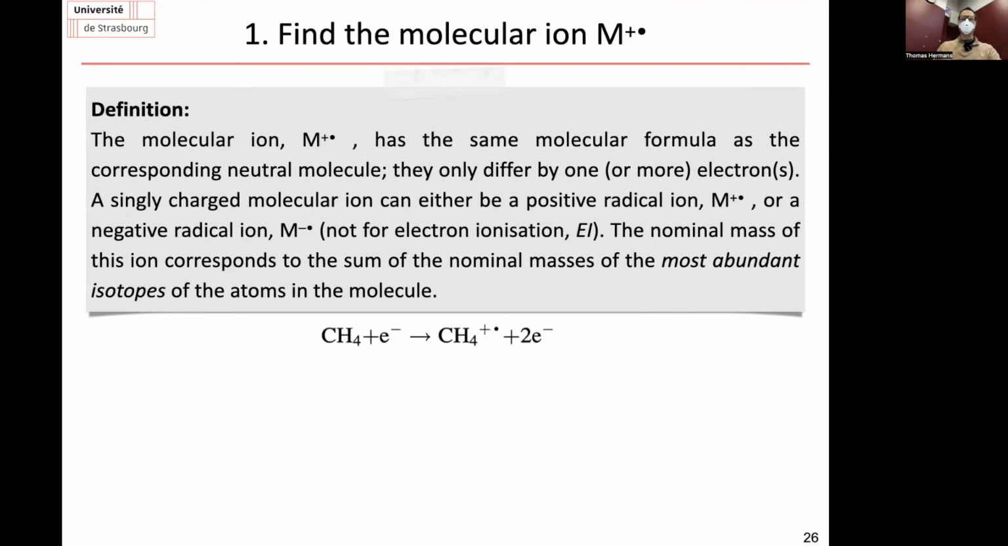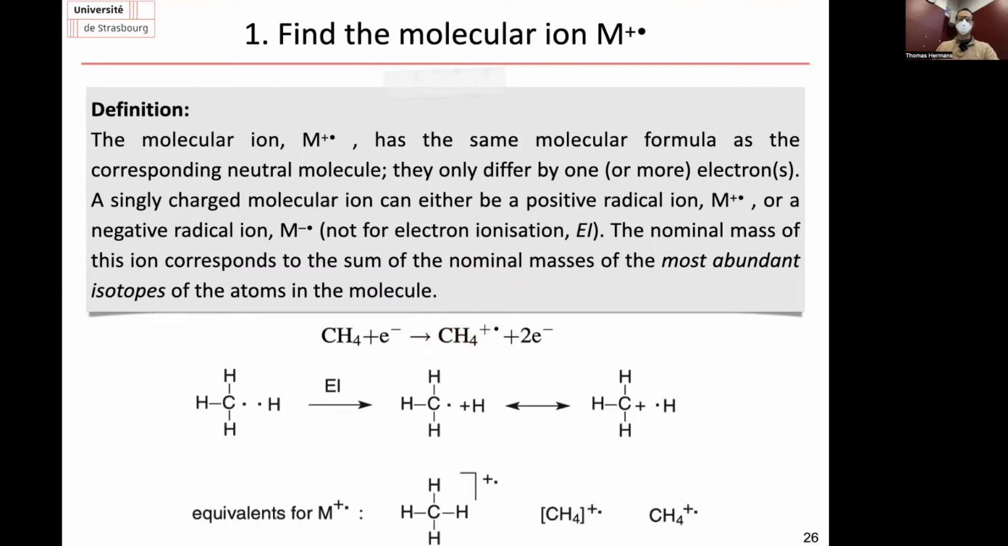Okay, so back to methane. We depict it like this: methane plus an electron, we kick out this electron and get this methane radical cation. But let's look a bit closer. I draw a bond not as a stick, but as 2 electrons, right? So this is just a normal sigma bond. And so with electron ionization, one of these 2 electrons is kicked out.